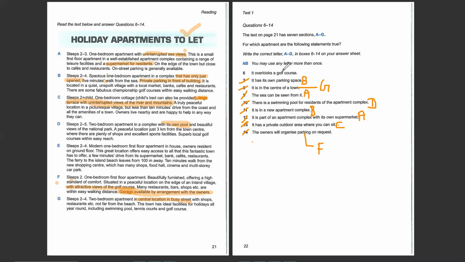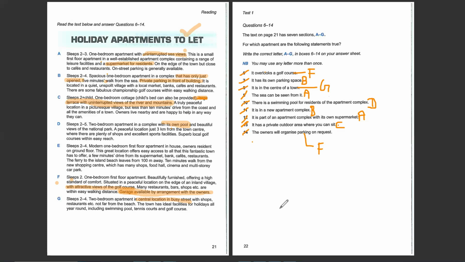And even attractive views of the golf course, it overlooks the golf course. 6 also will go for F. So everything is taken now. Attractive views of the golf course in F, the closest synonym is overlooking the golf course, because from the balcony you are able to see the golf course below. No, that is the closest meaning.